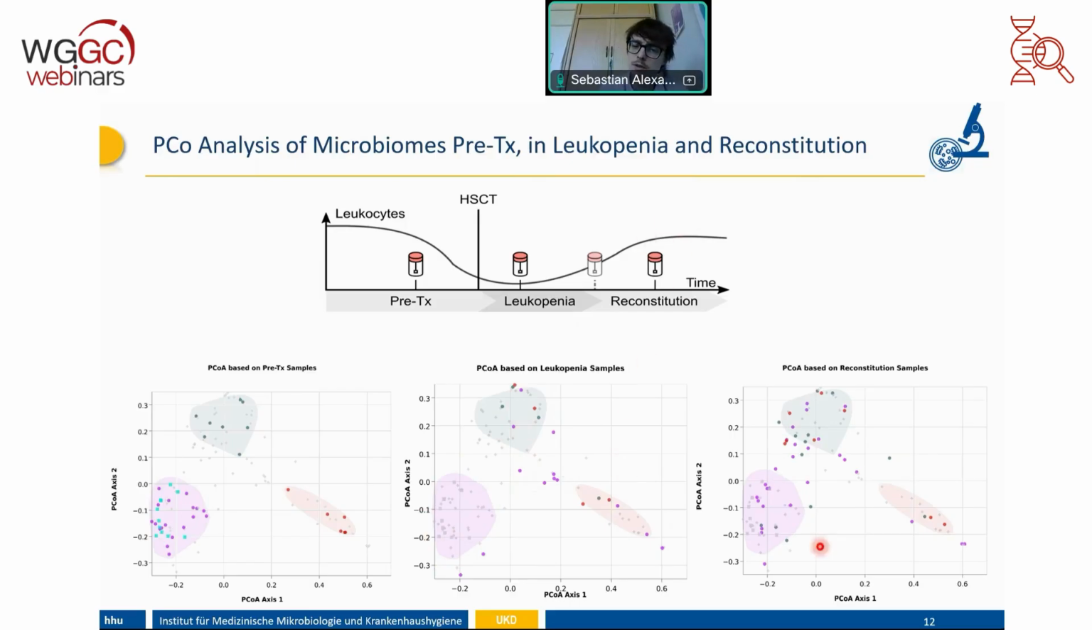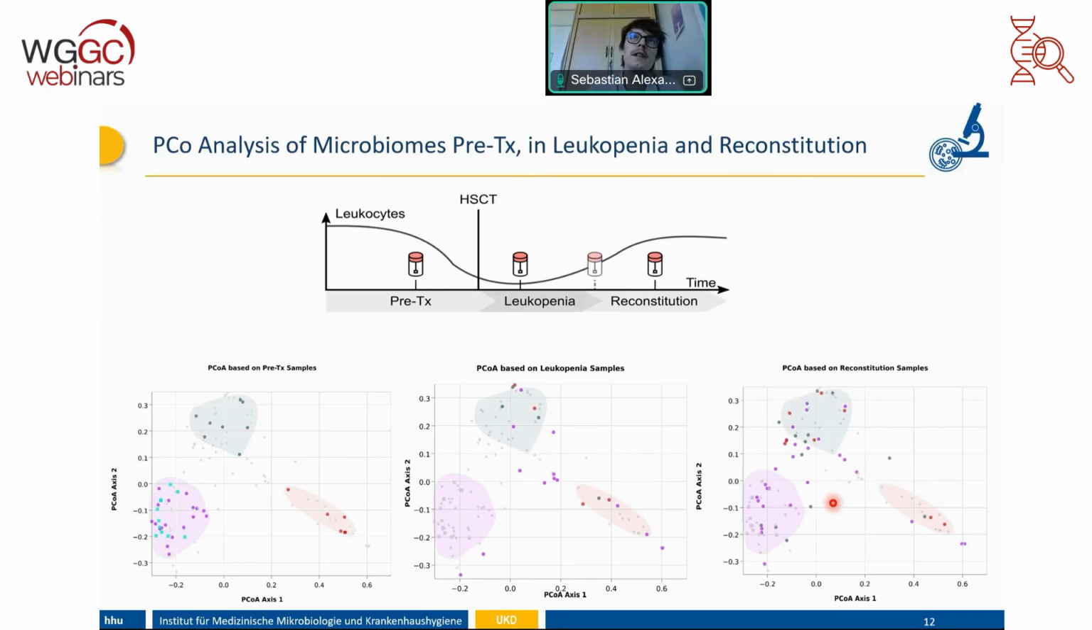And during reconstitution, we see the effect the other way around, that they return to the more healthy gut composition, but not all of them. Some of them stayed then in cluster 2 or even in cluster 3. So yeah, there was not a real trend. If someone starts healthy, he ends healthy, and so on.